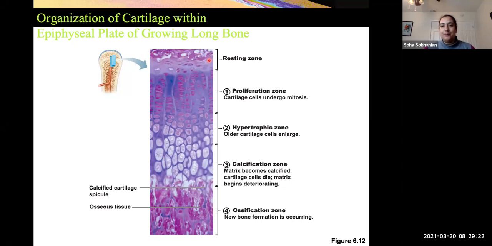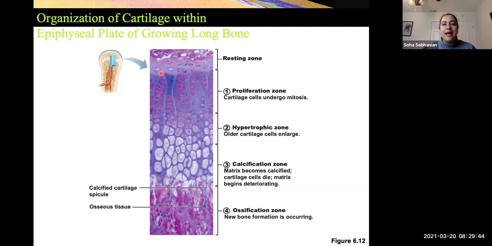Now, the side that is closest to the epiphysis, which is up here, so this is cartilage tissue up here, you have what we call a resting zone. Basically, what this resting zone means is nothing is happening in it, guys. It's just sitting there, it's happy. The cartilage cells are just kind of chilling out. They're maintaining the tissue, not hardworking.